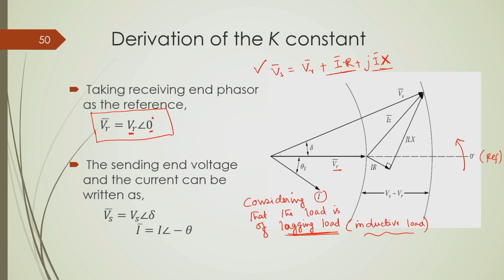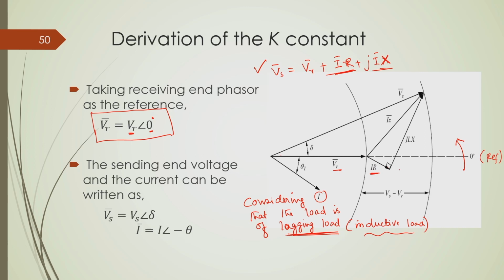Now, since for this I R drop, R is a scalar quantity, it should be in phase with this current. So, we draw a parallel line to represent this I R drop. This I R will be in phase with this current I, and that is why they are parallel.